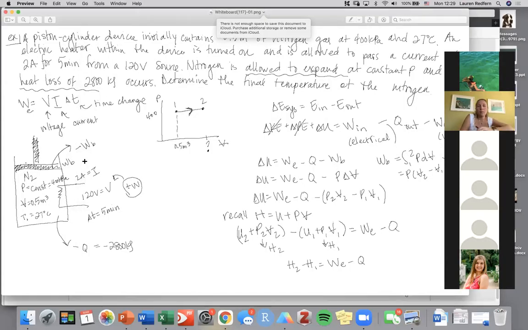In the problem statement, this 2800 kilojoules should actually be joules, and then that becomes 2.8 kilojoules. If you worked it with 2800 kilojoules, you're going to get a huge negative value, which doesn't really make sense. So it should be 2800 joules.